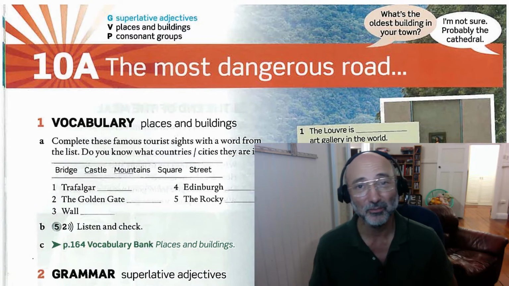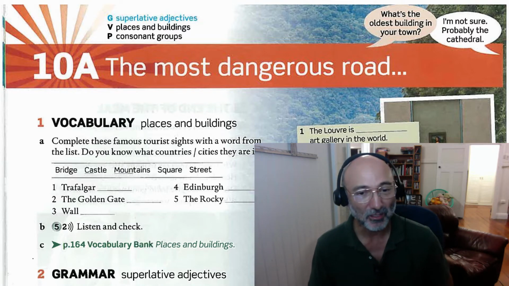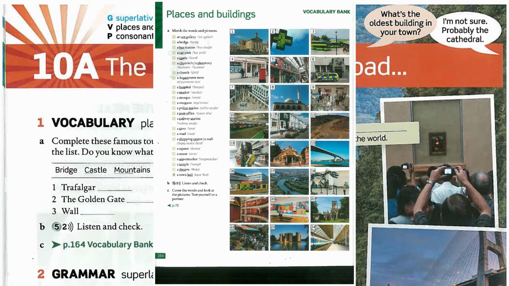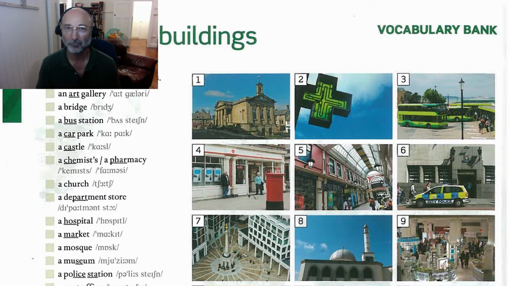Now let's look at some more vocabulary for places and buildings. Turn to page 164 in your student book, in the vocabulary bank. Look at these pictures. What can you see? We want to match the pictures with the words on the left-hand side. But before we look at the words, let's look in the pictures for clues.